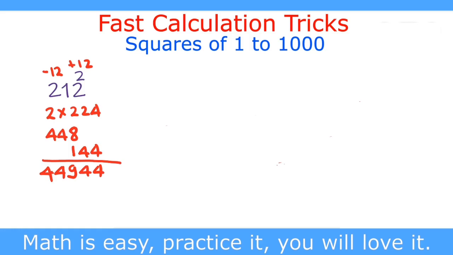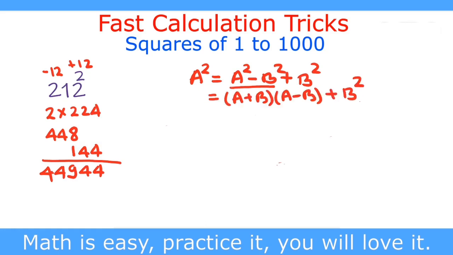Let there be a number a. Then we write a square, and a square equals a square minus b square plus b square. By adding b square and subtracting b square, the value of a square doesn't change. So a square equals a square minus b square plus b square. Now using the identity of a square minus b square, we will write a plus b and a minus b, and then plus b square.